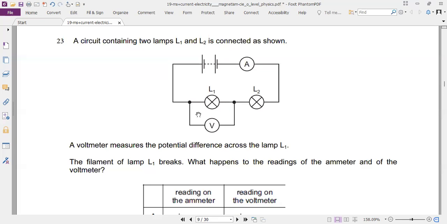So we have two light bulbs. The filament of L1 breaks. What happens to the readings of the ammeter and voltmeter? Well, very tricky question. Before we look at the choices, let's discuss what happens. When this filament disconnects, there will be no more current flowing through the circuit. That means the ammeter should read 0. And what about the voltage? At the moment, the voltage across this is half of this voltage. Why? Because they are identical.